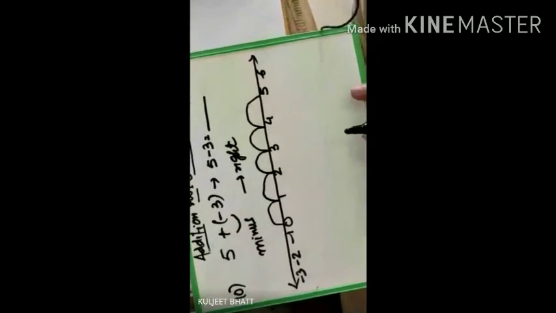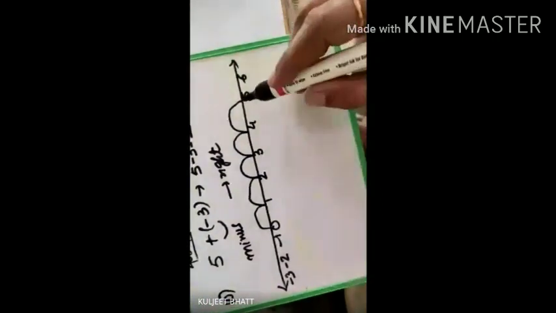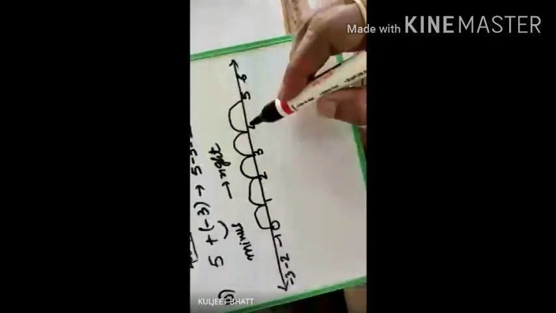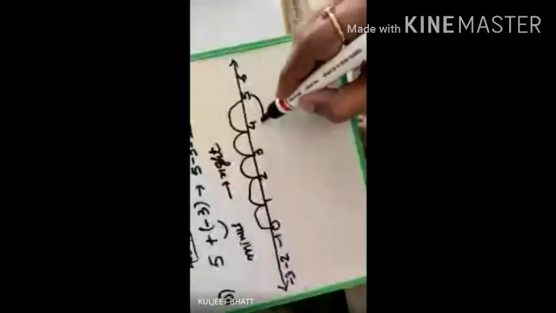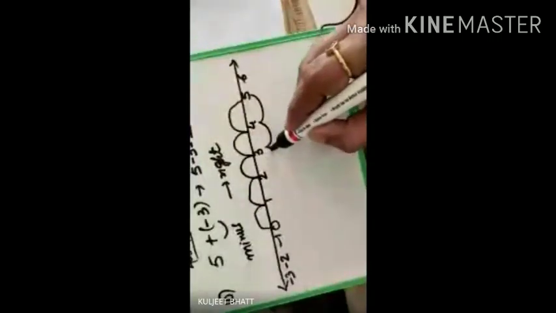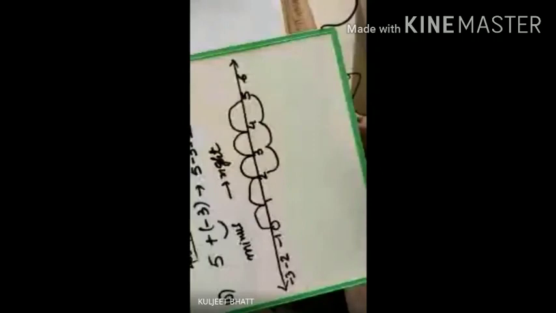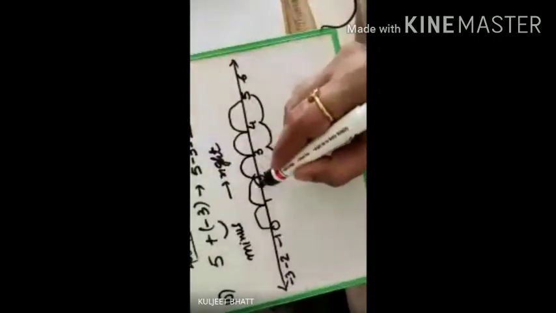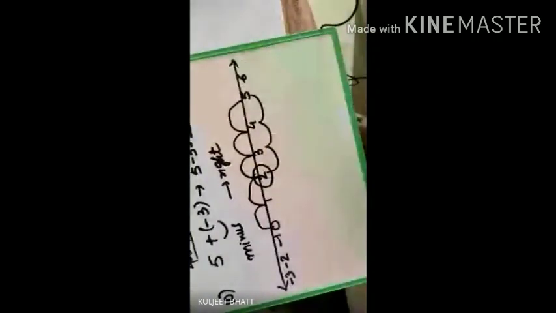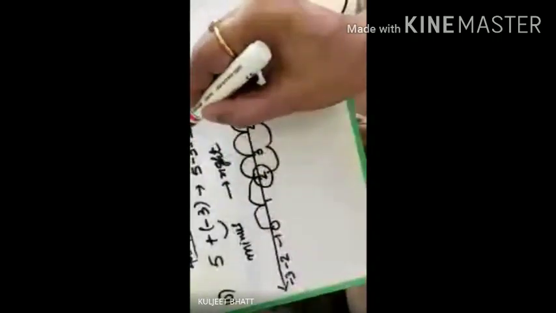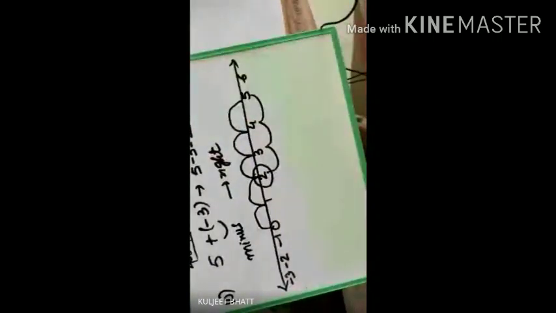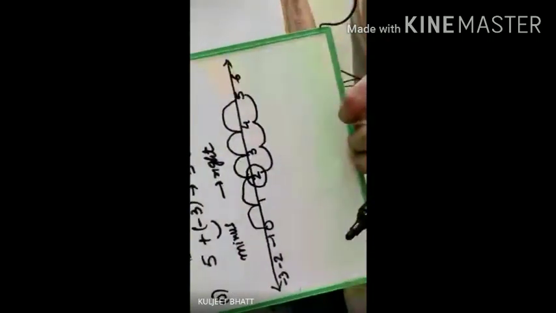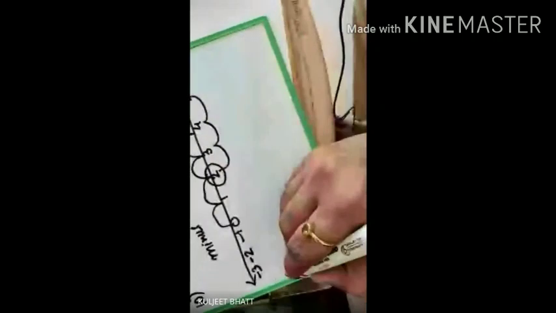I will move towards the left. So from 5, I will move 3 steps towards my left. First jump, second jump, and the third jump. I reach 2. I encircle 2. And what I will put in the answer is 5 minus 3 is equal to 2. This is my answer for sum number 10. And likewise, I will go on with sum number 11.